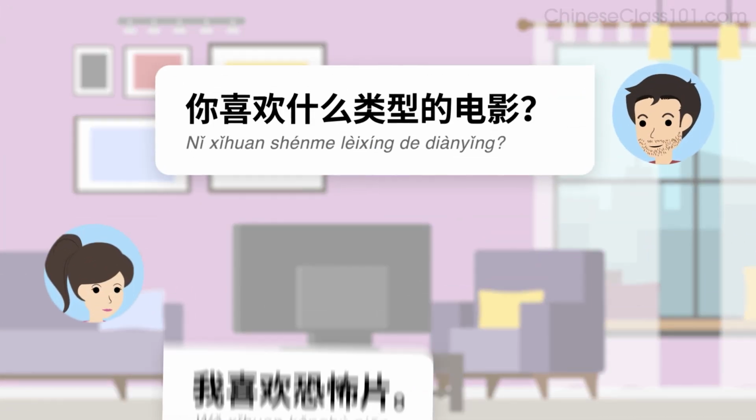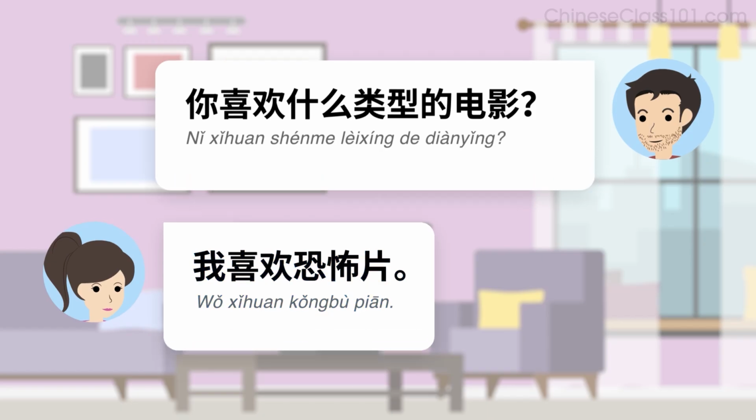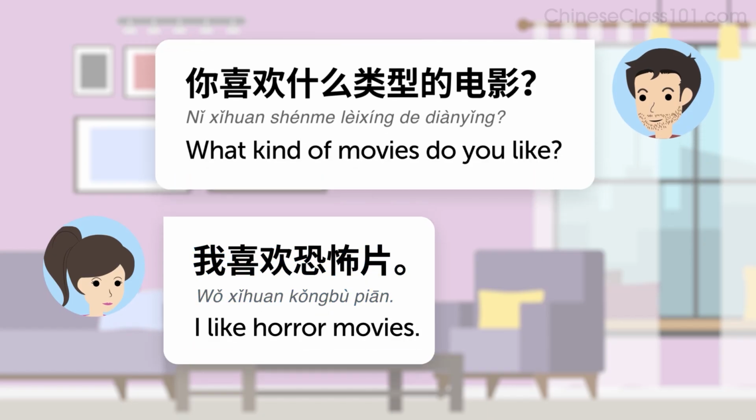Listen to the dialogue. 你喜欢什么类型的电影？ 我喜欢恐怖片。 Once more with the English translation. 你喜欢什么类型的电影？ What kind of movies do you like? 我喜欢恐怖片。 I like horror.